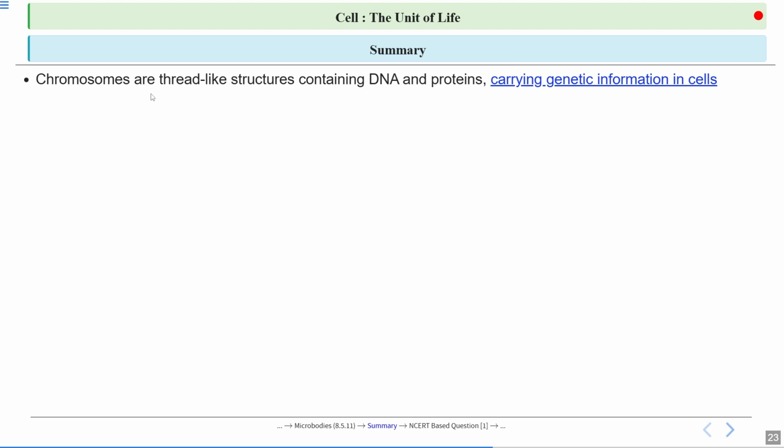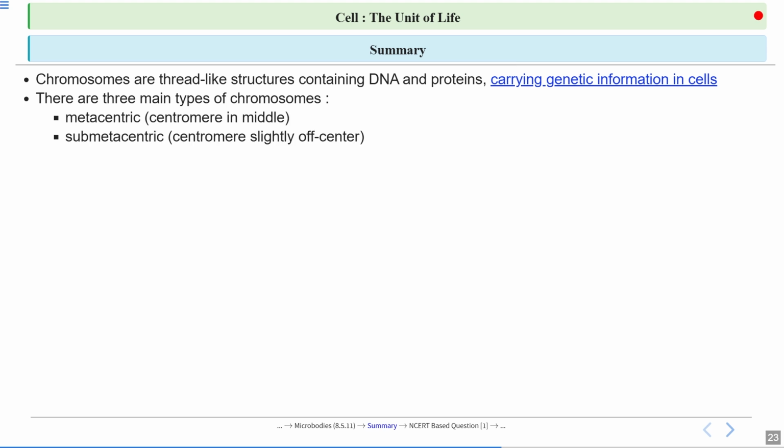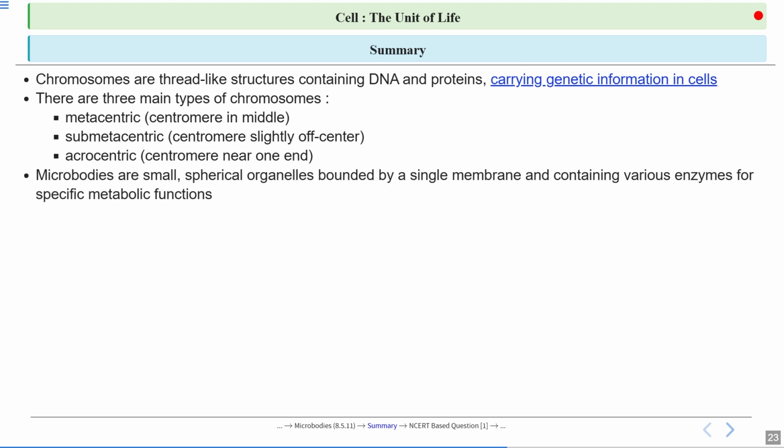So chromosomes can be said to be thread-like structures which contain DNA and proteins. Okay, chromatin also consists of DNA and proteins. Chromatin carries genetic information in the cells because it is made up of DNA. Now there are four main types of chromosomes actually: metacentric, submetacentric, acrocentric, and telocentric. Okay, microbodies are small spherical organelles bounded by a single membrane.